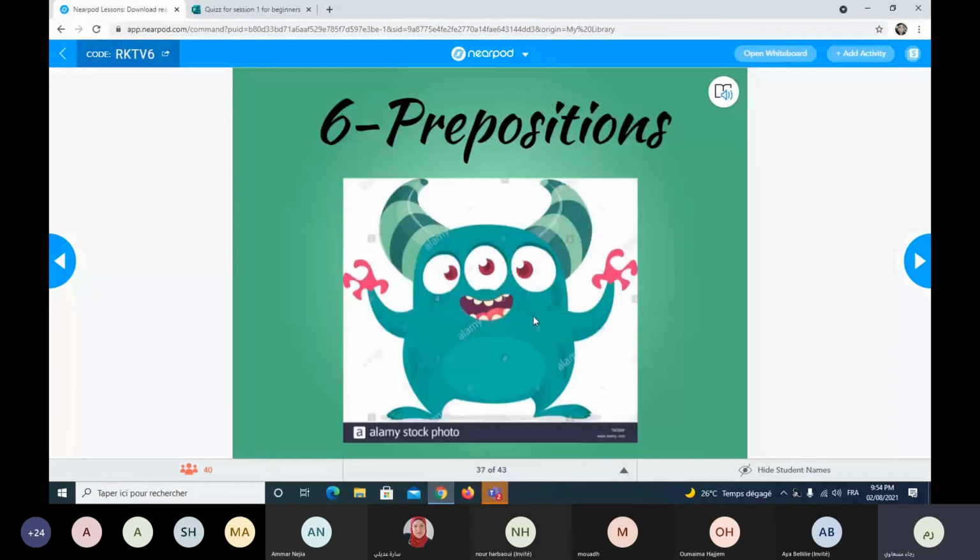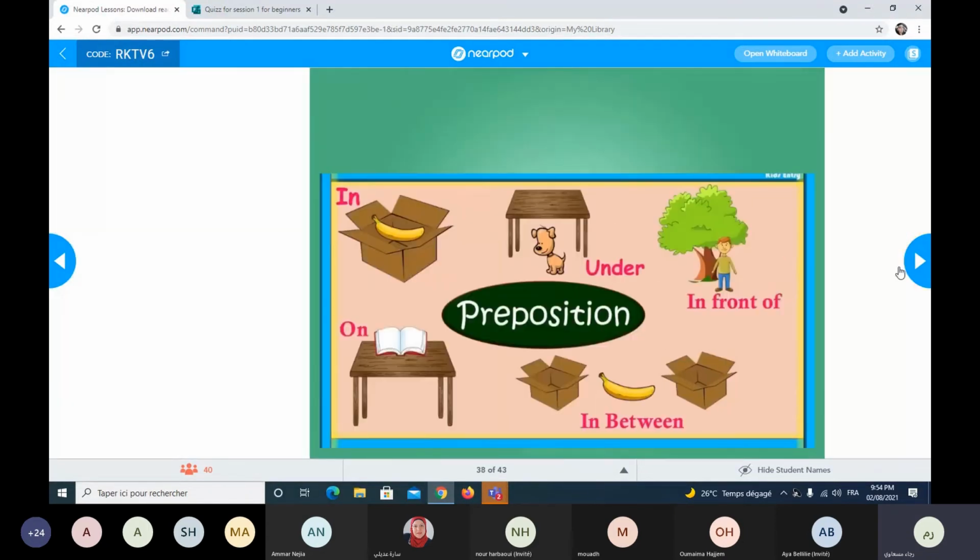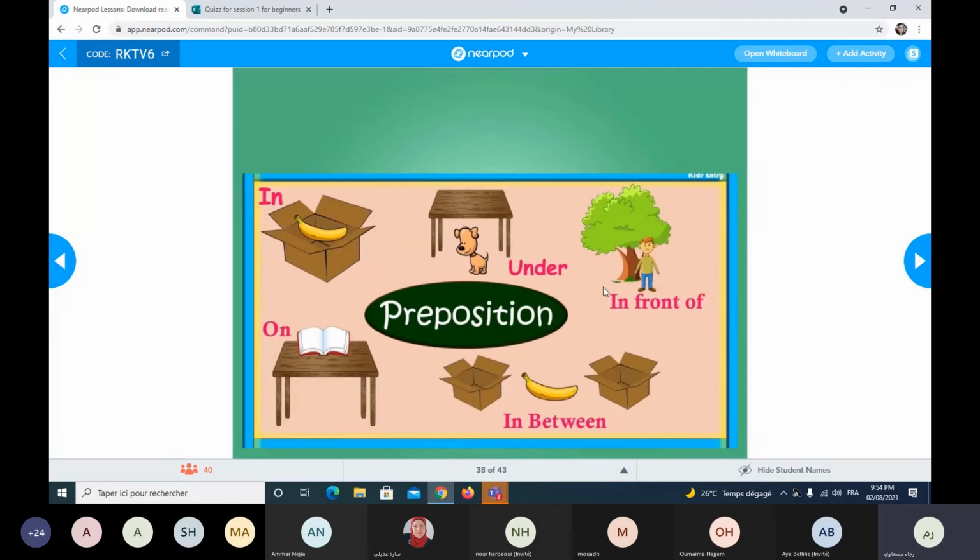Great work. Okay, I move now to element number six, which is prepositions, حروف الجر. Let's start with some pictures. Take a look at picture number one of the banana. Where is the banana? The banana is in the box. Okay, in. Take a look at picture number two, the dog. Where is the dog? The dog is under.